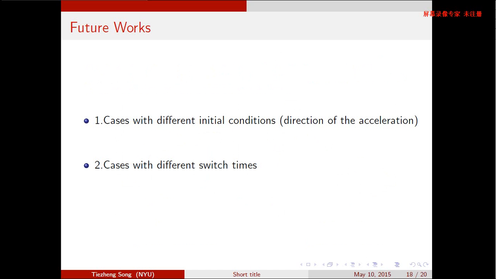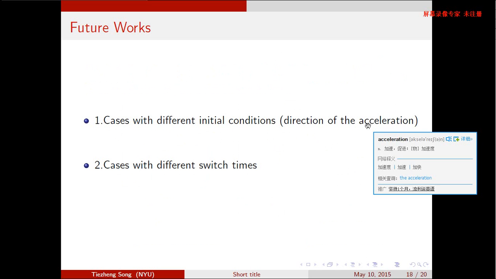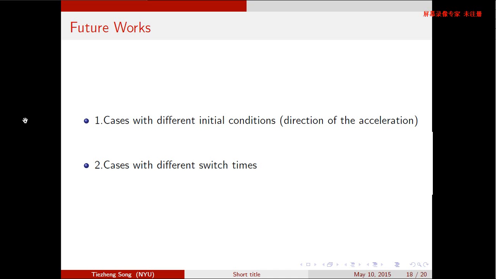The future work on this problem is to analyze more cases with different initial conditions, meaning different directions of the acceleration, because in this project I only analyzed the situation when the acceleration starts in the positive direction. Another problem to consider is the cases with different switch times, because the control policy can switch more than 4 times.